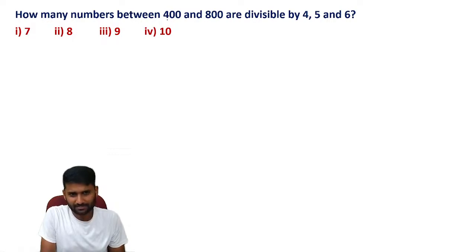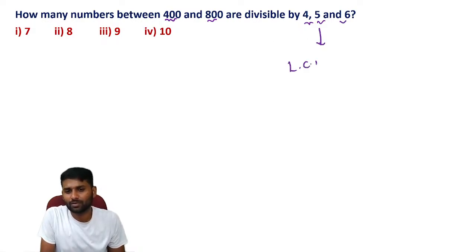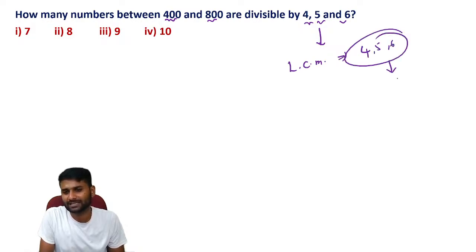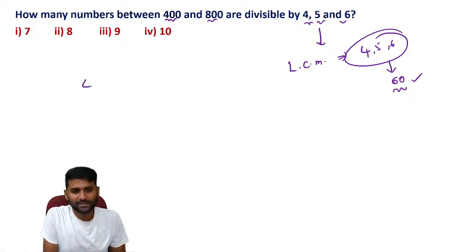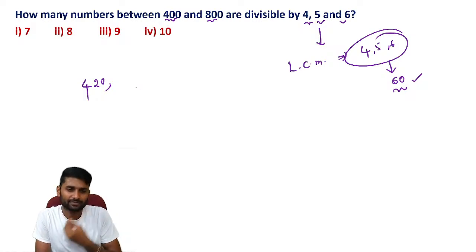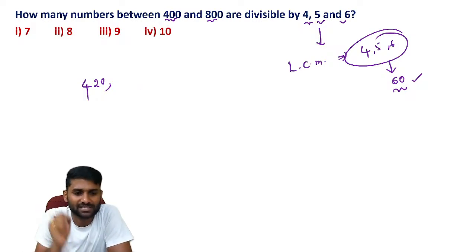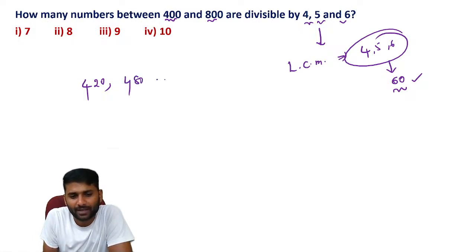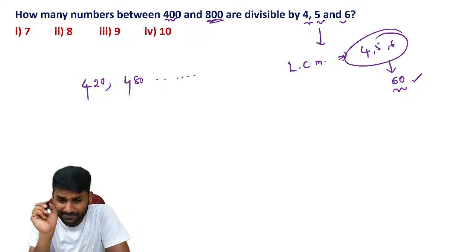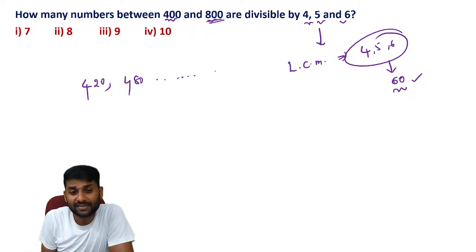Now, how many numbers between 400 and 800 are divisible by 4, 5, 6? See, what is the LCM of 4, 5, 6? The LCM is exactly equal to 60. Now go through the information. The first number is exactly 420. Why? Because after 400, 420 is the number which is divisible by 60. What about the next number? 480, right? If we verify in this way, 800 is not divisible by 60, but 780 is in the 60 table.